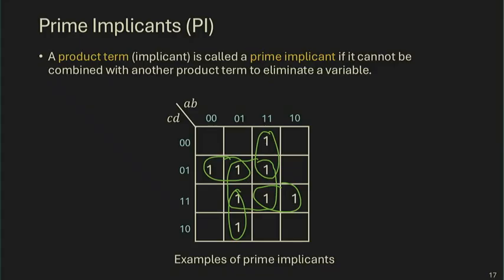And in this example, the minimal expression would involve 4 implicants, right? Anything but the middle one. The middle one, even though it appears to be very large, is not needed. It doesn't provide any additional coverage.